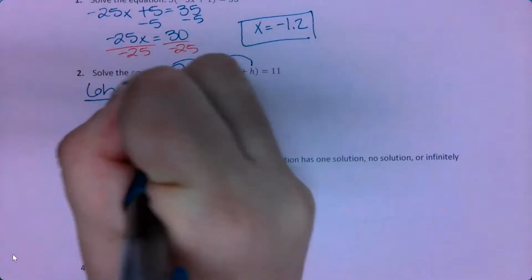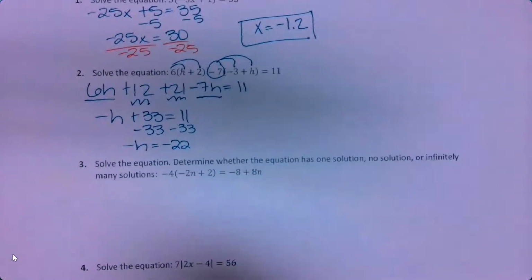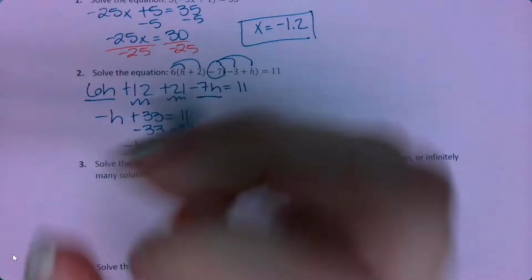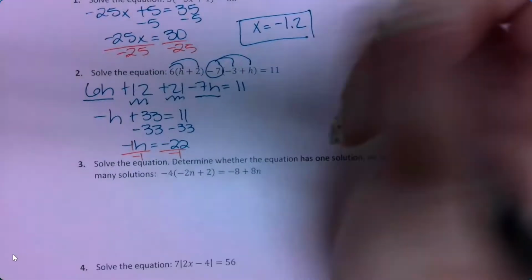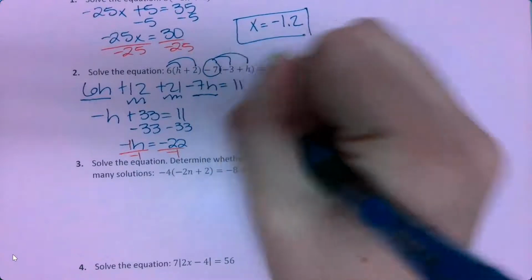So I get negative h equals negative 22. Then I want to go ahead and get rid of that negative, so I'm going to divide both sides by negative 1. Because remember, this h has a secret 1 out front, so I can divide by negative 1 to get rid of it. That is going to give me h equals positive 22.